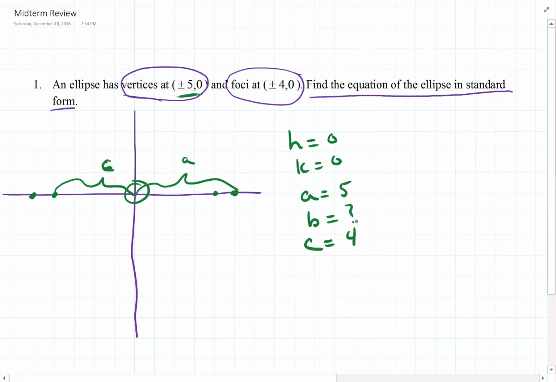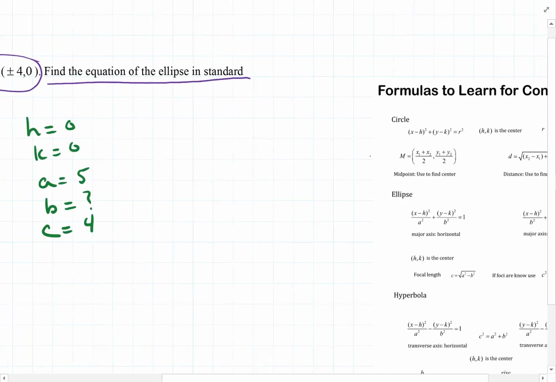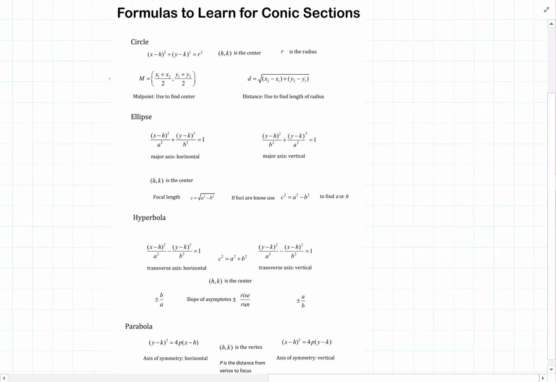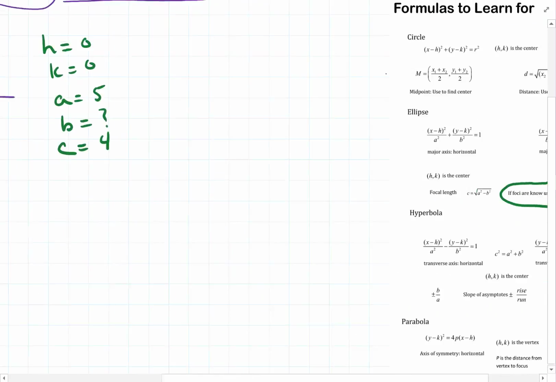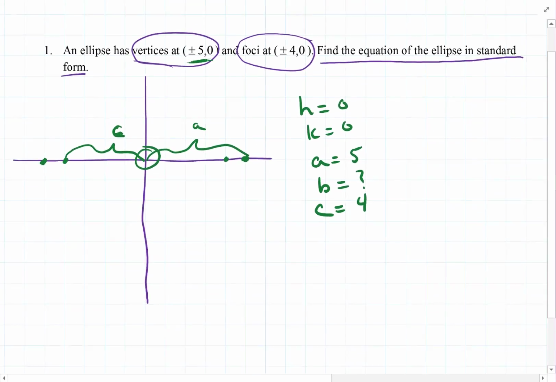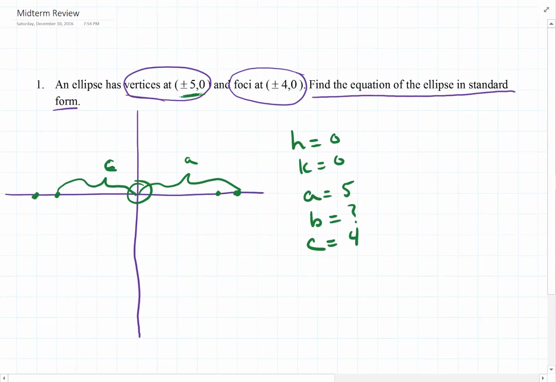And we have that. Here's a copy of a more complete formula sheet. This is the formula sheet we used during the unit, and I will post this to It's Learning for you. We can see on here that we have this formula. If the foci are known, use c squared equals a squared minus b squared to find a or b. You have that in your notes on the little half sheet that we got in class on Thursday. So the foci are known, so we're going to use that formula to find the value for b.